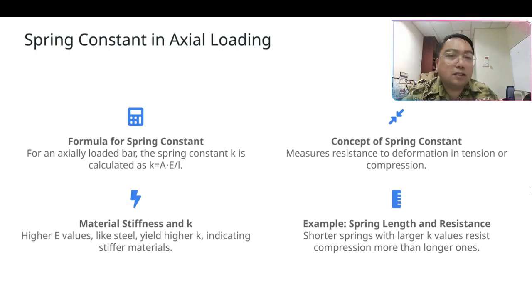The concept of spring constant is a measure of resistance to deformation in tension or compression. Material stiffness and k: higher E values, like steel, yield higher k, indicating stiffer materials. For example, spring length and resistance: shorter springs with larger k values resist compression more than longer ones.